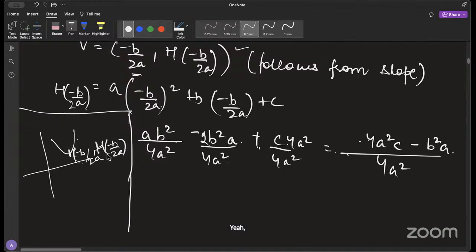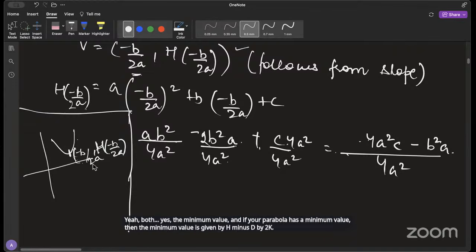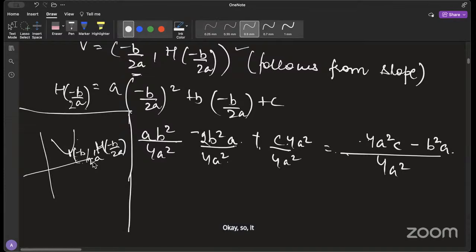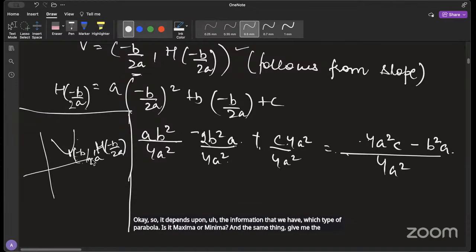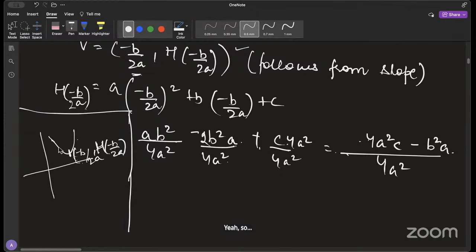Yes. If your parabola has a minimum value, then the minimum value is given by h of minus b by 2a. If your parabola has a maximum value, then the maximum value is given by h of minus b by 2a. Okay, so it depends upon the information that we have, which type of parabola it is, maxima or minima, and the same thing gives me the maximum or minimum value. Yeah. Okay, thank you, ma'am.